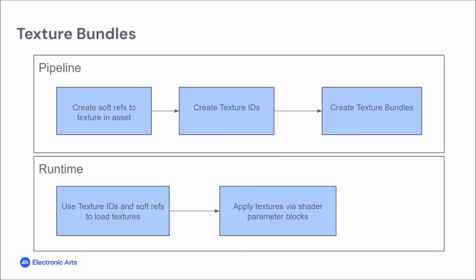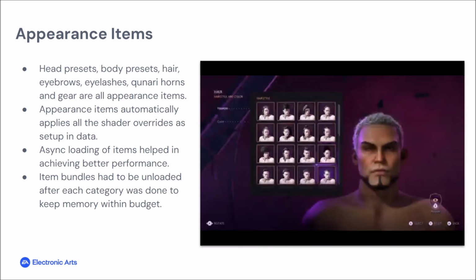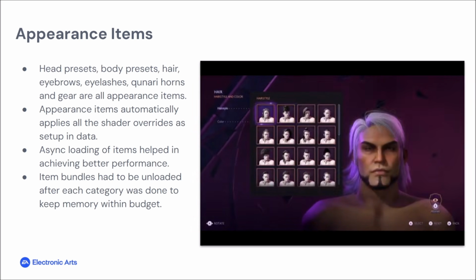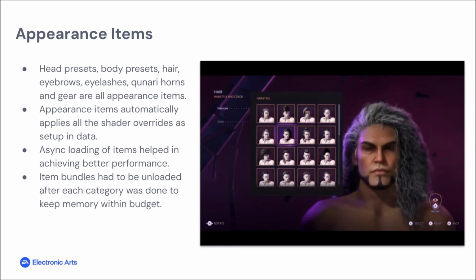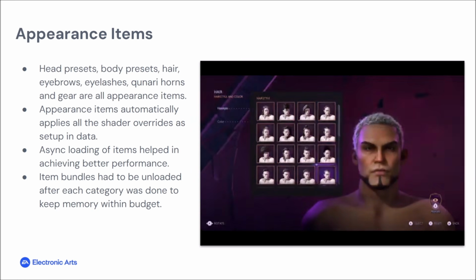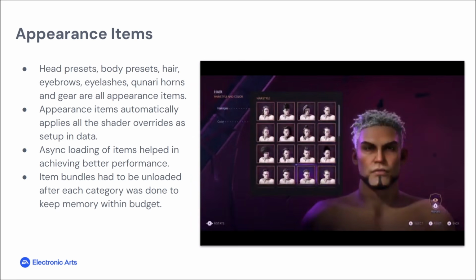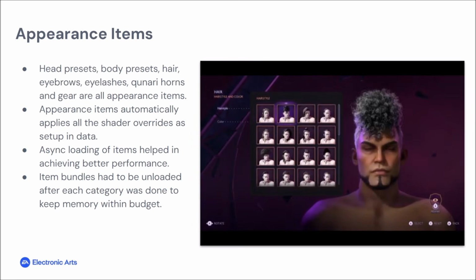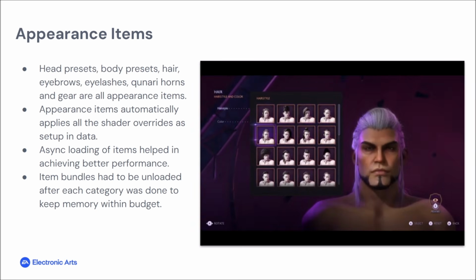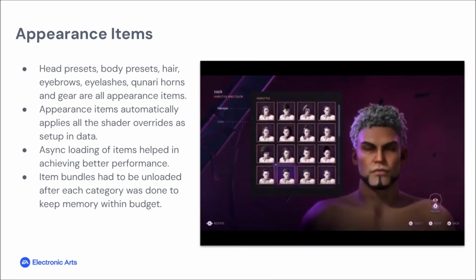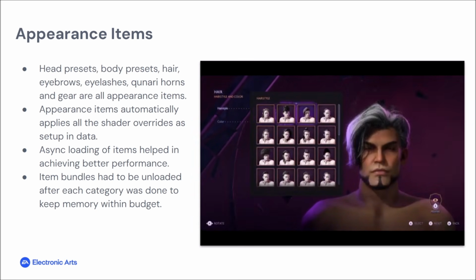These textures at runtime are loaded using the texture ID refs in the asset, and the appearance system applies these to the character. And the last one is appearance items. The appearance items contain mesh and material info, which can then be applied directly to the character. These items are loaded and unloaded asynchronously to get better performance. We can also apply new shader parameter blocks on top of the items, overriding the values that are provided in the shader information of the item itself.